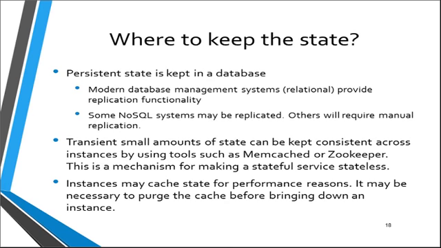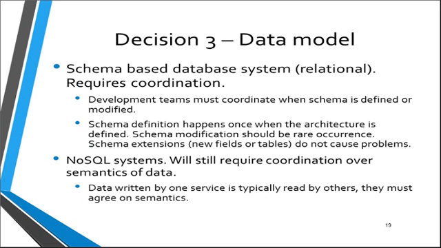Also, instances may cache state for performance reasons, which means that if you're going to bring down an instance, you have to purge a cache. And if you're spinning up an instance, you have to populate the things that it expects to get out of the cache.